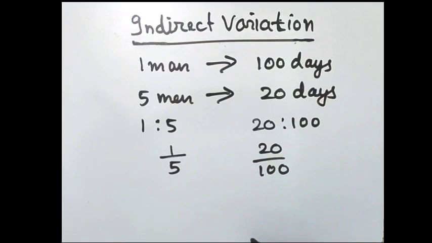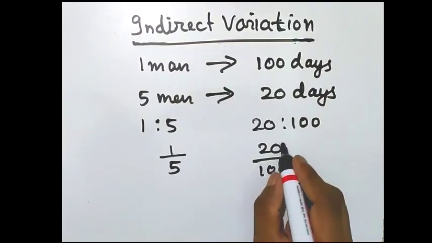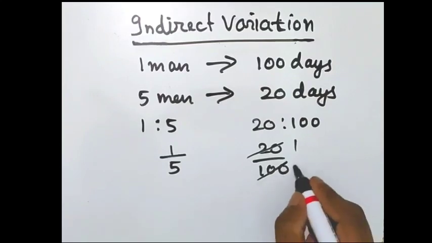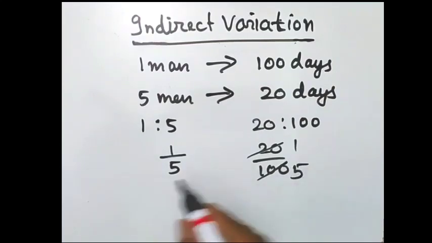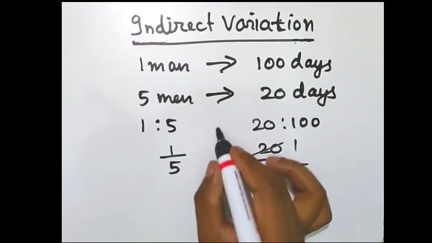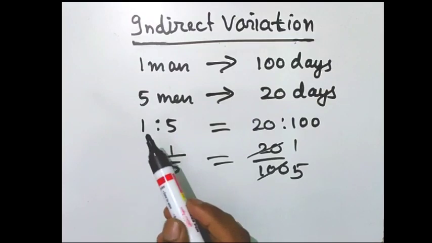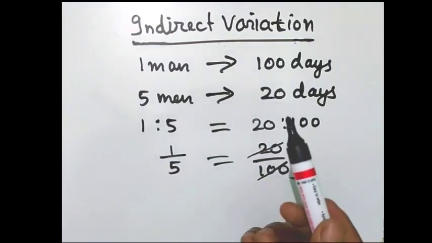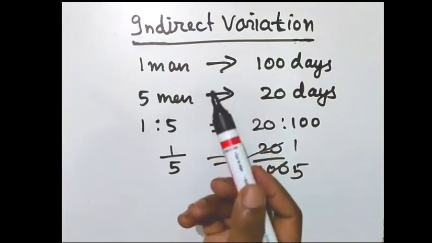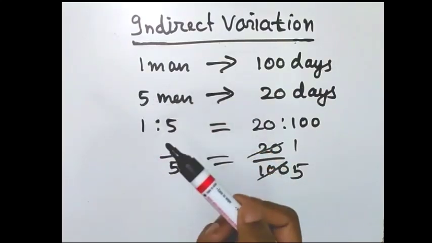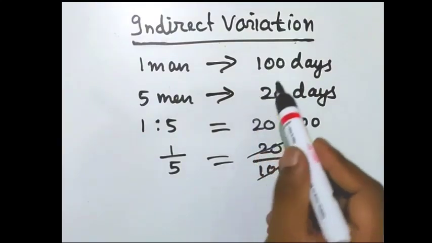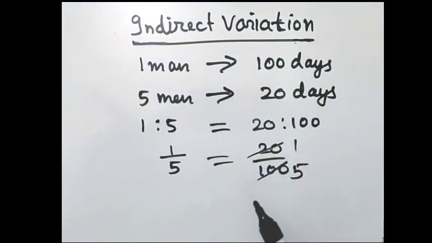So now let's simplify this. 20, 1 times 20 is 20, and 20, 5 times will give us 100. So we can clearly see that the two ratios are equal. Is it clear? So the only difference between direct and inverse variation is that in direct variation, the ratio of the two values of one quantity is equal to the ratio of the two values of the other quantity, and here in indirect variation the ratio of the two values of one quantity is equal to the inverse of the ratio of the two values of the other quantity. Clear?